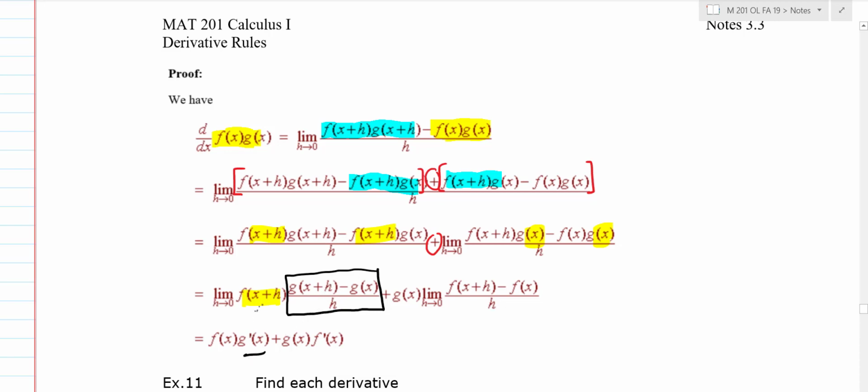That's what that is. And then if h goes to 0 here, well, that part right there just becomes f of x. Similar logic here. This part right here is the derivative, f prime of x, and then that g of x just goes there. So that's a good thing to look over and see if you can reproduce that, particularly if you're a math major.